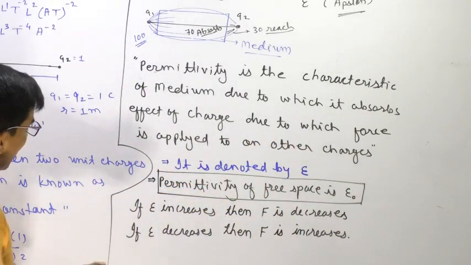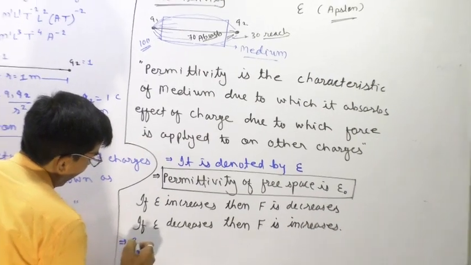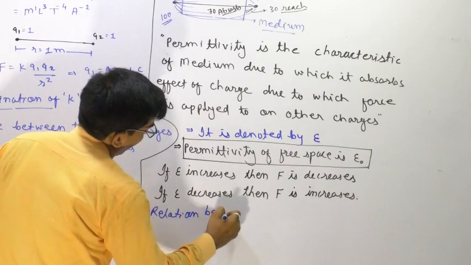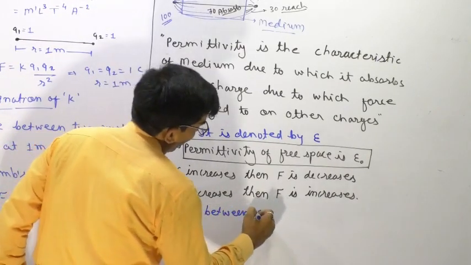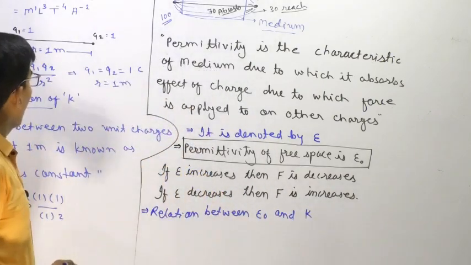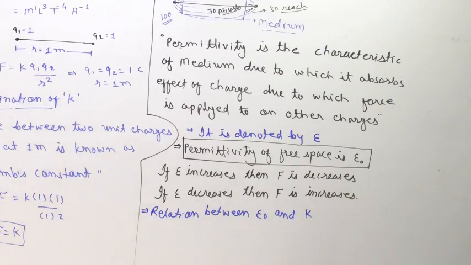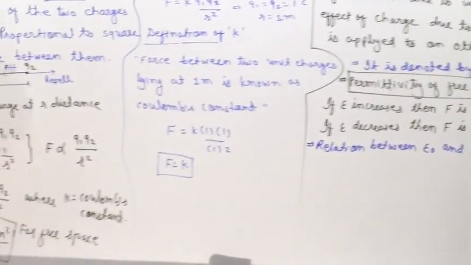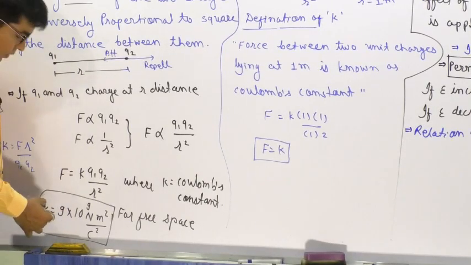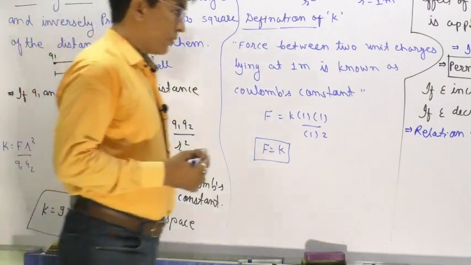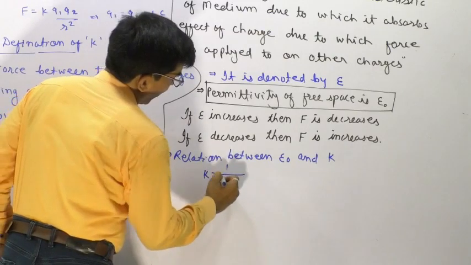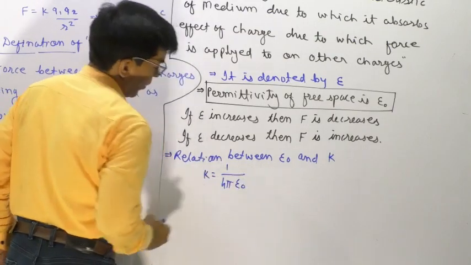Now the relation between epsilon naught and Coulomb's constant K. What is the value of Coulomb's constant? We have already discussed it: 9 into 10 to the power 9 Newton meter square per Coulomb square. You must remember this value, as we will use it for all examples. So K will become 1 upon 4 pi epsilon naught.